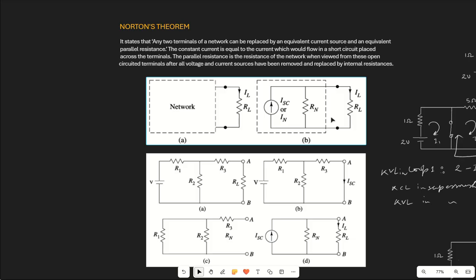In the next class we will be discussing what changes occur when using Norton and Thevenin theorem when we have dependent sources. It will be slightly different because we cannot remove the dependent sources, so we will have difficulty in determining the value of RTH or RN, because for determining the equivalent resistance we should not have any sources in our circuit, right? But we cannot eliminate the dependent sources. So what will happen there, we'll see in the next class.